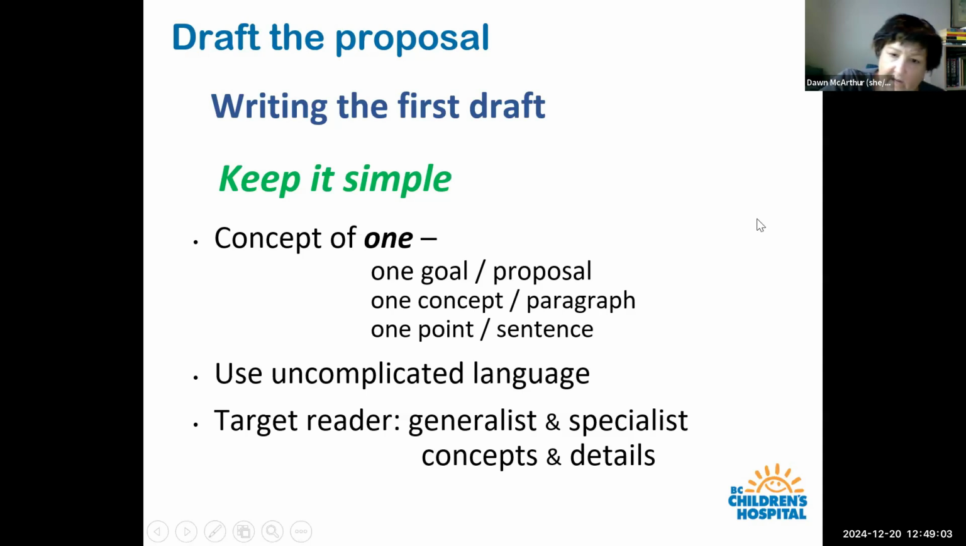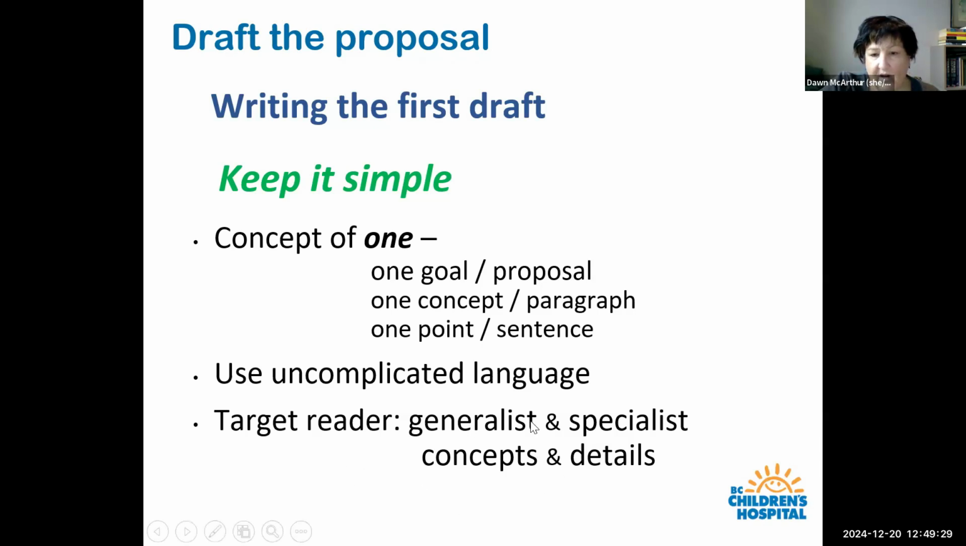Paragraphing and sentence writing are language things. Each paragraph should only have one concept in it. Don't try and smush a whole bunch of stuff together. Paragraphs are there for readability. Each sentence should really only be trying to make one point. That's just a habit to get into. The one goal proposal thing is very much a reviewer thing because they will copy it out. Say this goal is this. Try to use uncomplicated language. I've talked about that before.